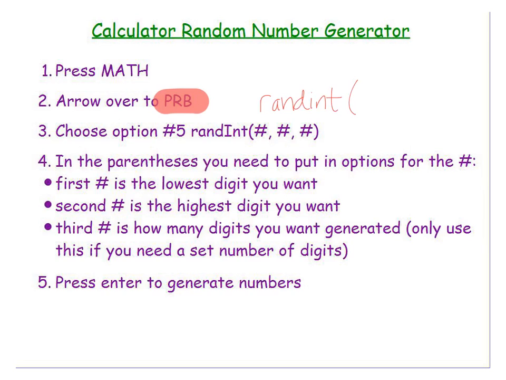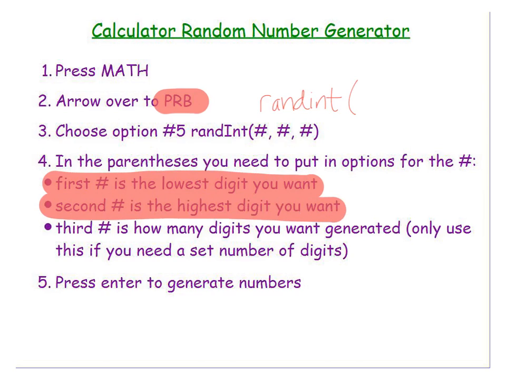What you're going to be typing in after that parenthesis is either 2 or 3 different numbers all separated by commas. Now, the reason I say 2 or 3 is it depends upon your situation. So let's talk about them. The first number is the lowest digit that you want. The second number is the highest digit you want. So for every single situation, you will always put in 2. You'll always have to establish your lowest and establish your highest. After that, the third digit is how many digits you want generated.